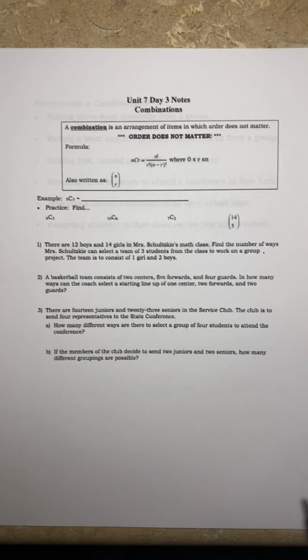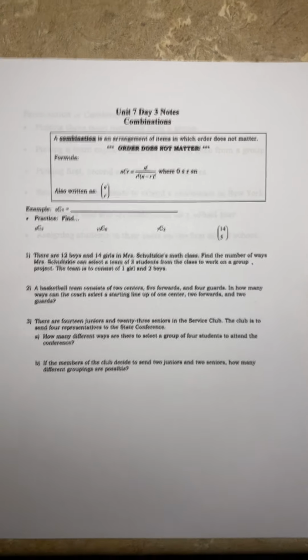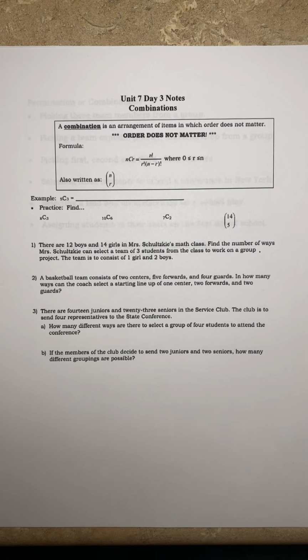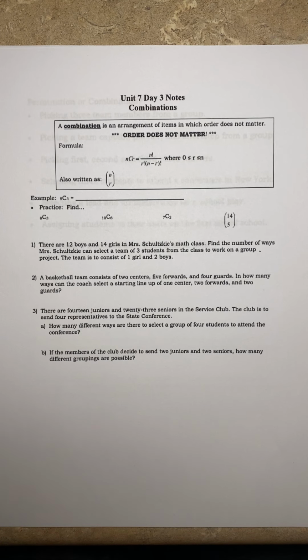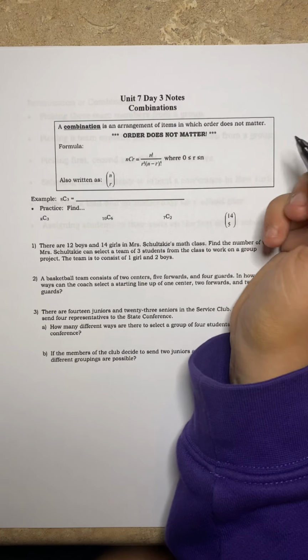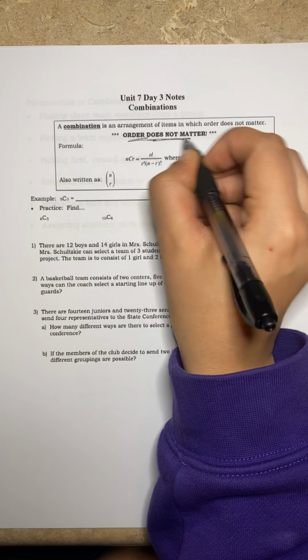All right, we're going to start on Unit 7, Day 3. This is on combinations. So yesterday we talked about permutations. And remember, permutations is ordering something, and with permutations, order matters. So like first, second, and third place, or like president, vice president, secretary, things like that. The difference with a permutation and a combination is the arrangement of items in which the order does not matter.